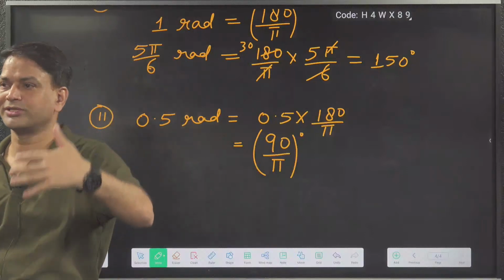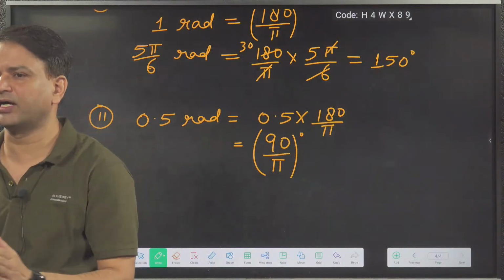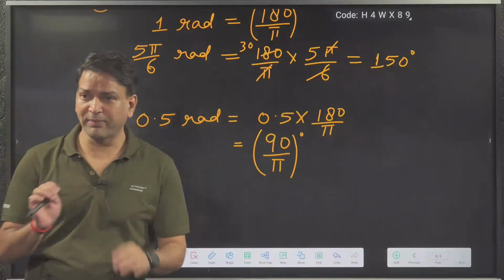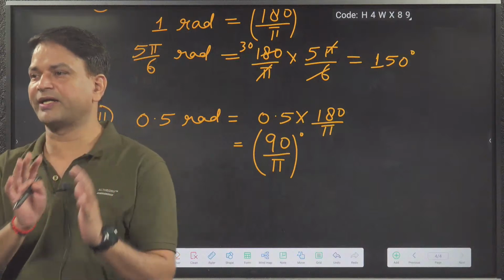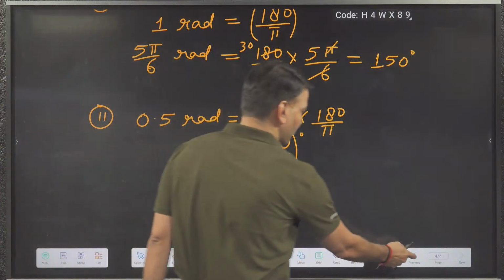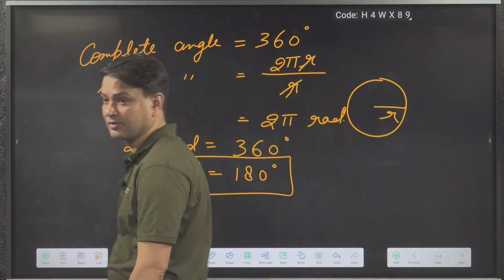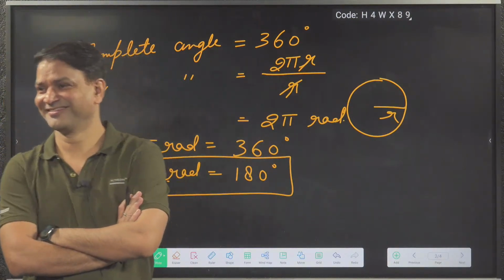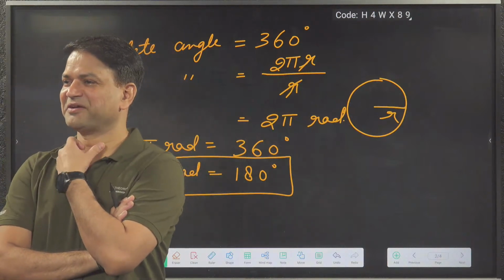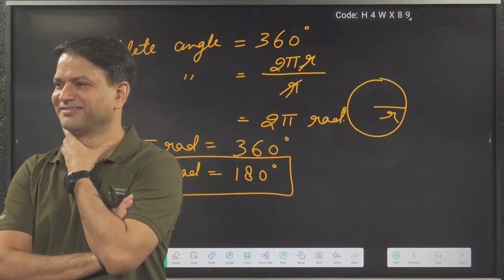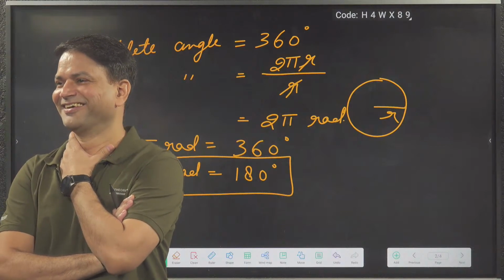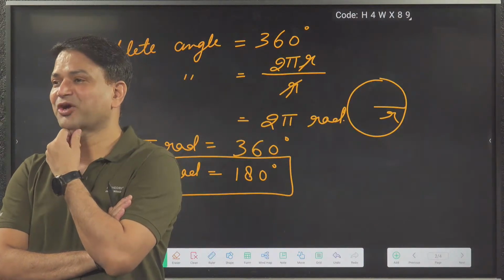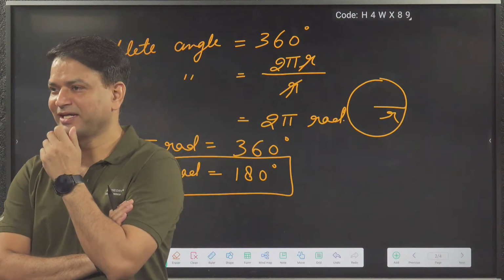Now, this procedure, these 2-3 lines, we will not write in the exam, because we have to convert from degree to radian only if it is required. So what will we do? First, if I ask, is pi more or is 180 more? Pi is more or 180 is more? Okay, 3 or 4 answers I got say pi is more, and 4 or 5 answers say equal.